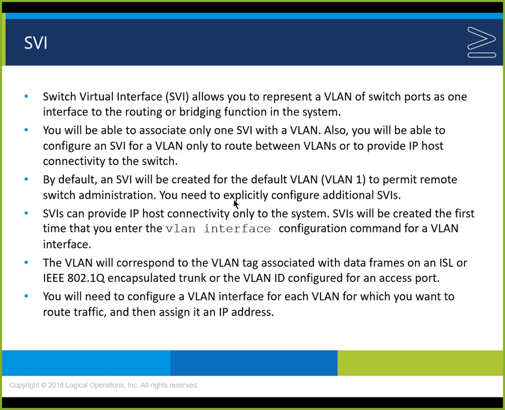So the switch virtual interface allows it to represent the VLAN as one interface to the routing and the bridging and switching. These bullets, we'll go through them: represent the VLAN switch ports as an interface to the routing or bridging function of the system, and associate only one SVI with a VLAN. So one switch virtual interface with a VLAN, yes.